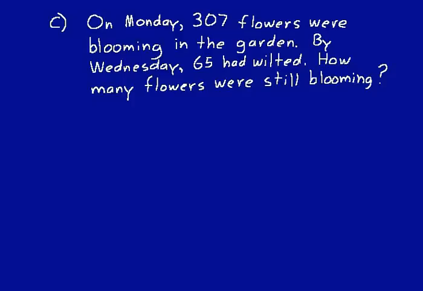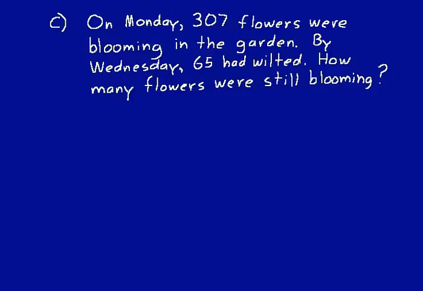If some were still blooming, that means that some must have gone away, right? So this must be a subtraction kind of problem. Some went away. And it doesn't say the words "some went away" in here, but had wilted, if something wilts, it goes away, right? That's one way to think about it. So that helps us think about subtraction.